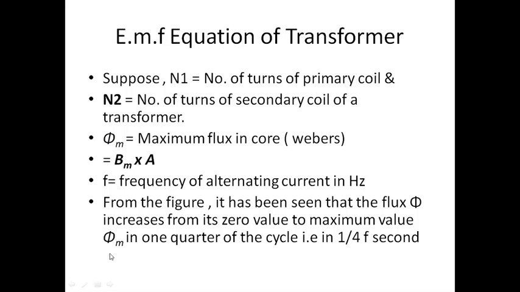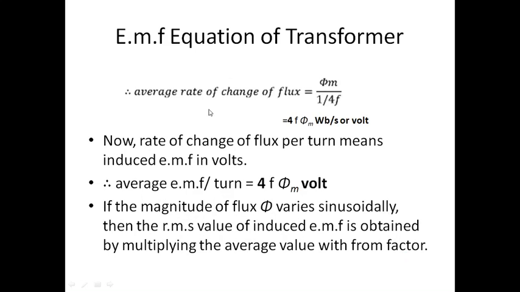And 1 by 4th of the flux is produced in every 1 by 4th of the second. So the average rate of change of flux is phi m divided by 1/4 of the period. So this is given here, and the average EMF per turn is equal to 4f phi m, because in one particular cycle the flux is produced 4 times. So for one turn it is going to have 4f phi m volts.